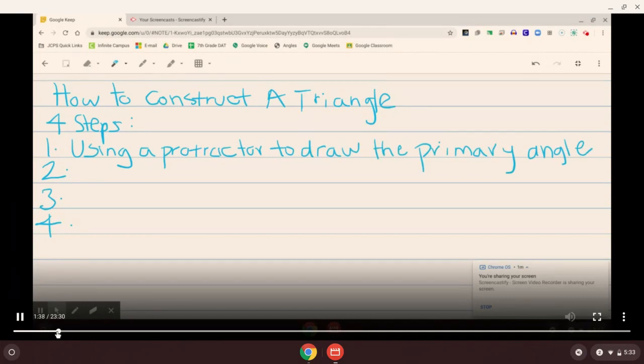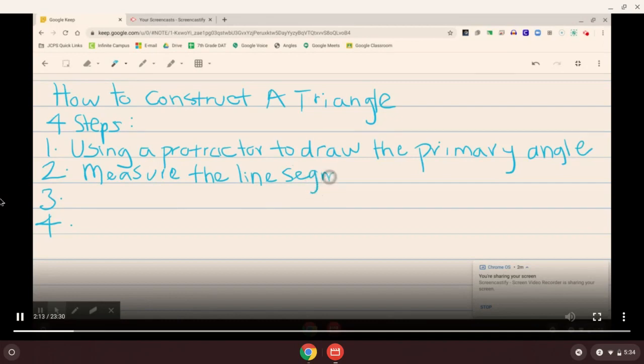Step 2 is to measure. So for step 2, we're measuring the line segment.